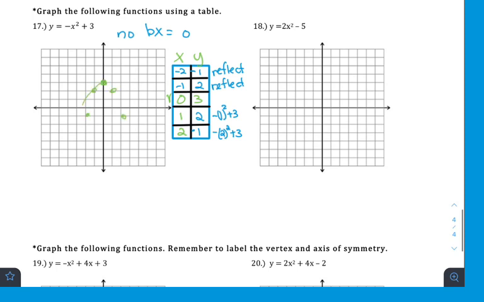And then we go ahead and graph our points. Let me just fix that a little bit, it's a little messy. Graph our points. And there you have it.